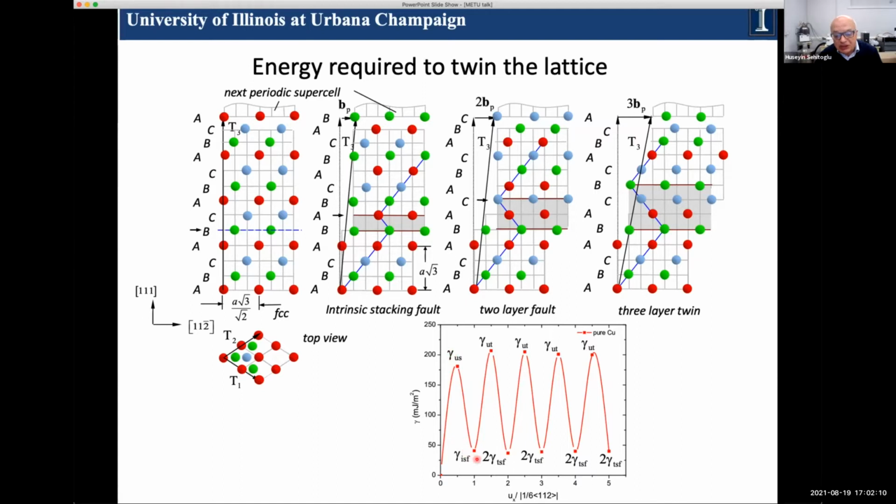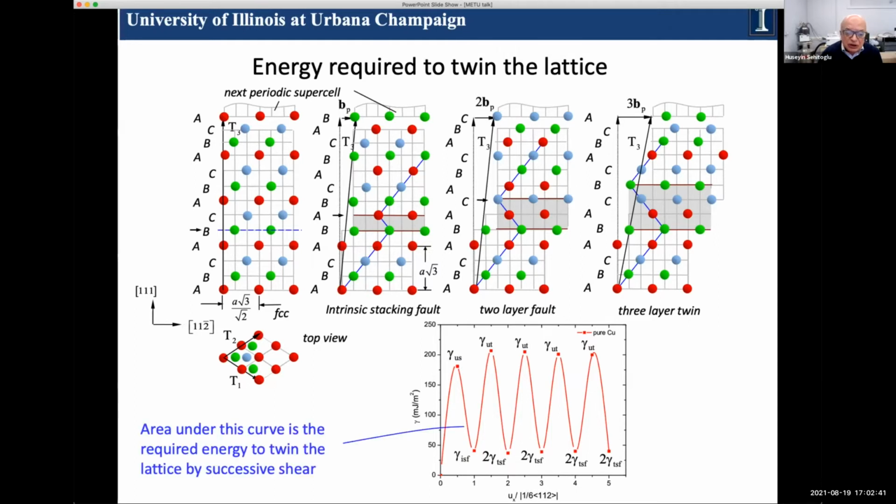First one is gamma US. The second peak is gamma UT. That's the unstable twinning fault energy. And this is the 2 gamma TSF, the twinning stacking fault energy, because there are 2 planes here. So this gamma is in millijoules per meter squared. UX is displacement in the 112 direction, which is shown in here. So one notes that in face-centered cubic, it's successive displacements along the 112 direction.